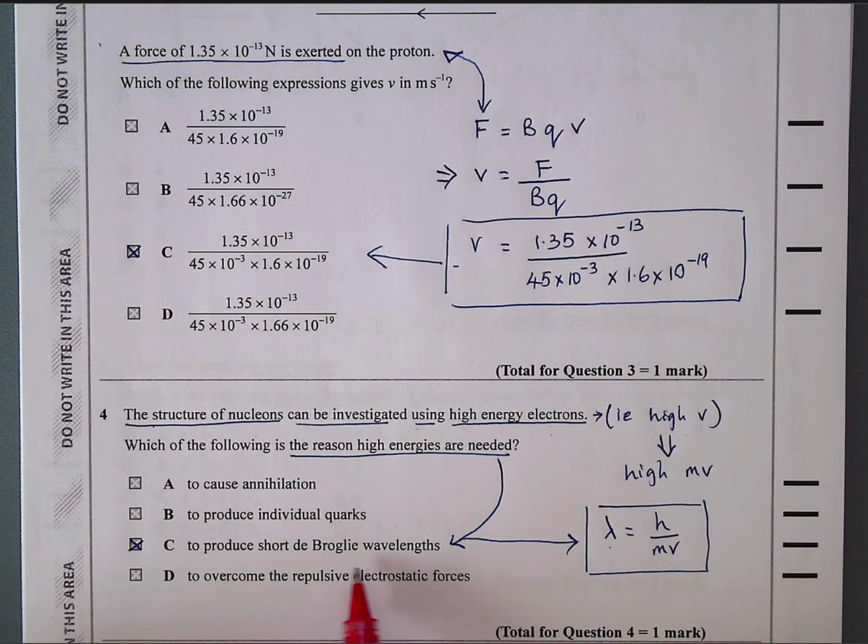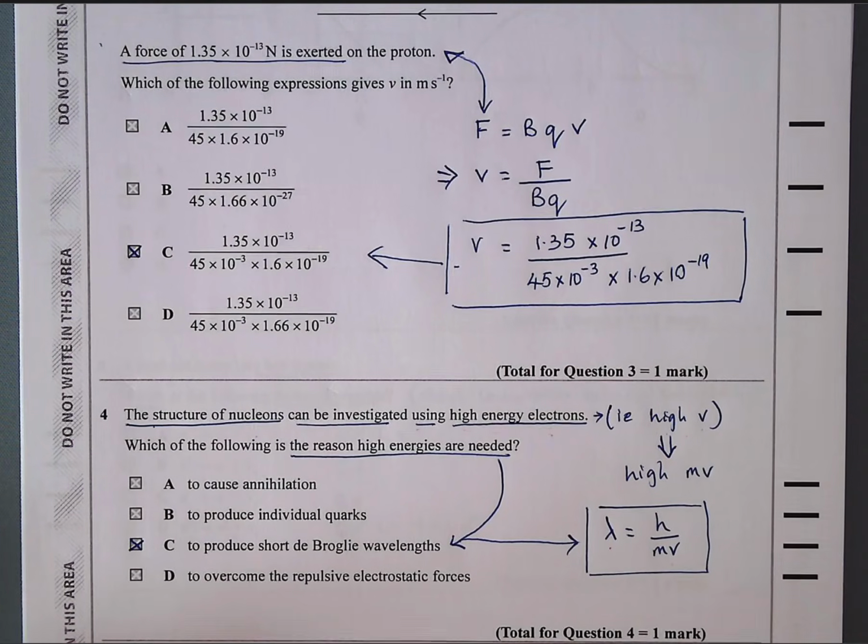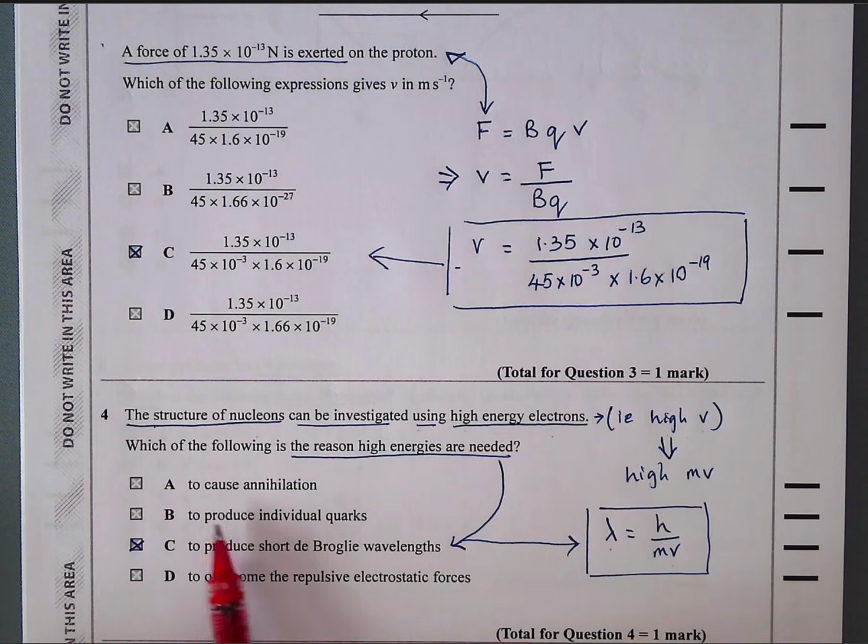It's pronounced de Broglie, I believe, French name. So all the others are incorrect. Okay, so you probably can't get access to the mark scheme, but obviously the rest are just ridiculous. It's about de Broglie. To cause annihilation, no, it's nothing to do with annihilation. They're just seeing who's revised and who hasn't. To produce individual quarks, no, they don't produce individual quarks. You can't have individual quarks. They always come in combinations.